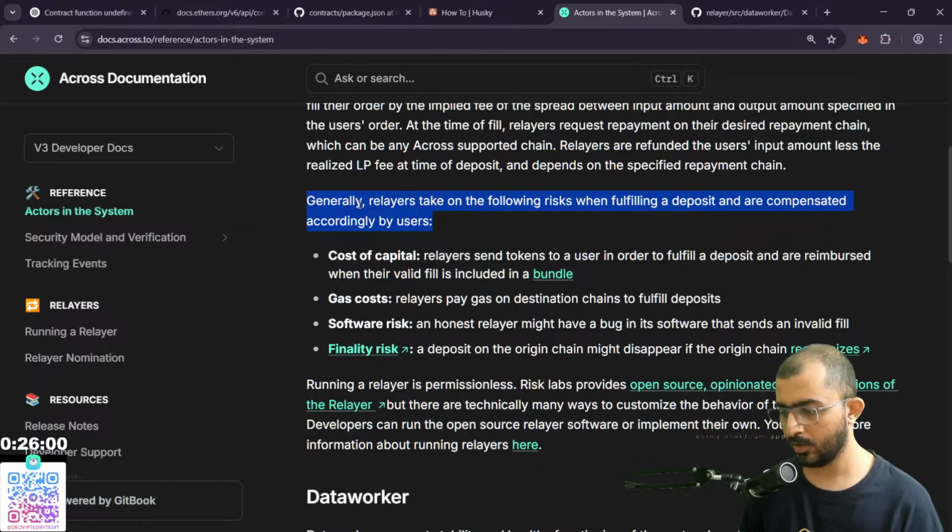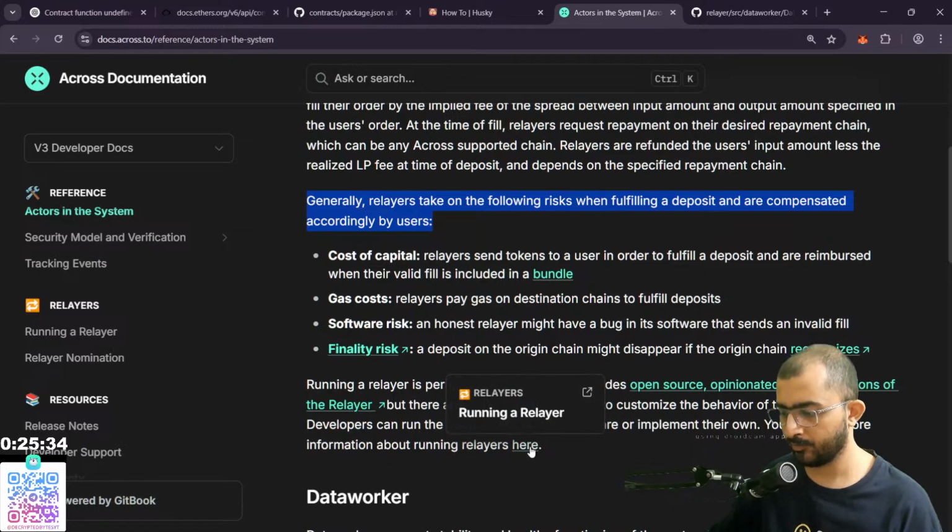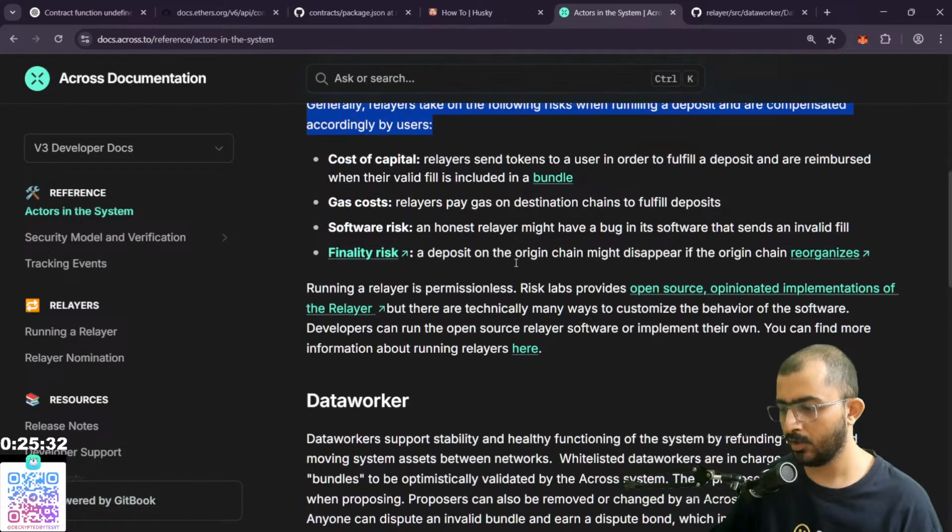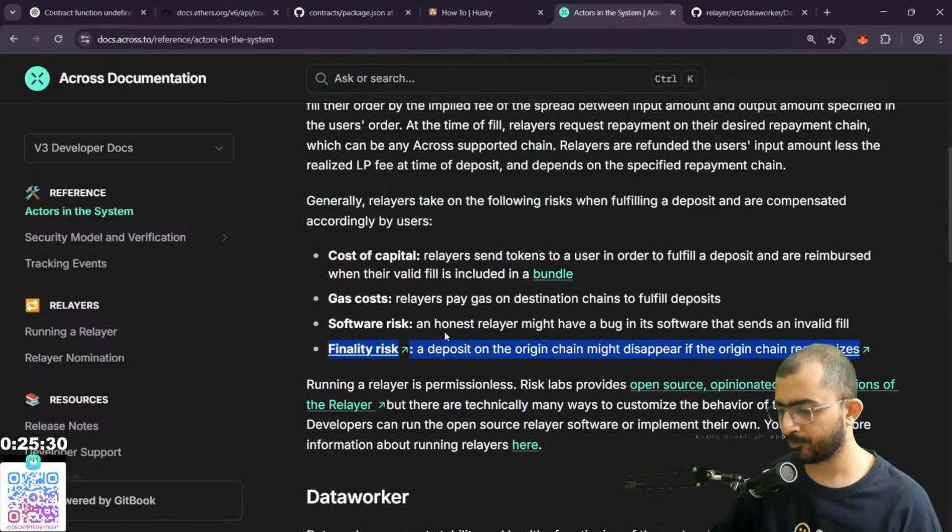Running a relayer is permissionless. Risk Labs provides an open source opinionated implementation of the relayer, but there are technically many ways to customize the behavior of the software. Developers can run the open source relayer or implement their own. You can find more information about running a relayer here. Okay. Yeah, I knew this.